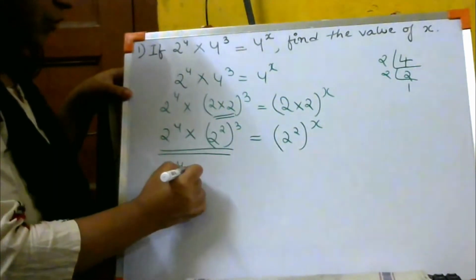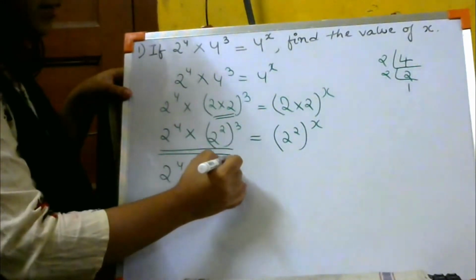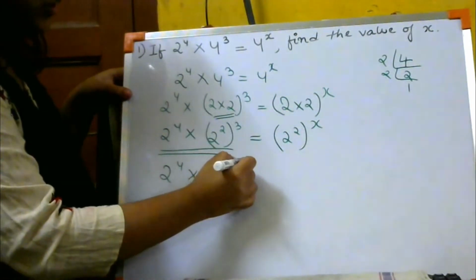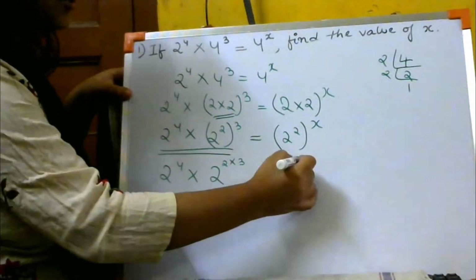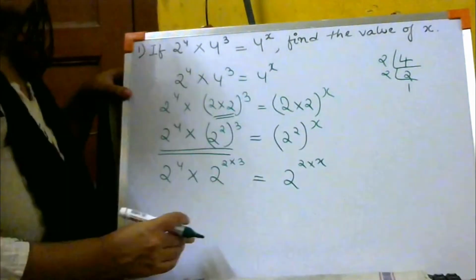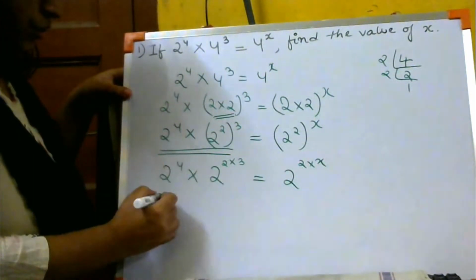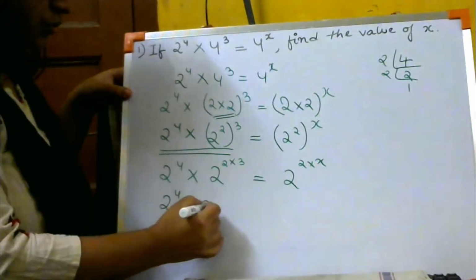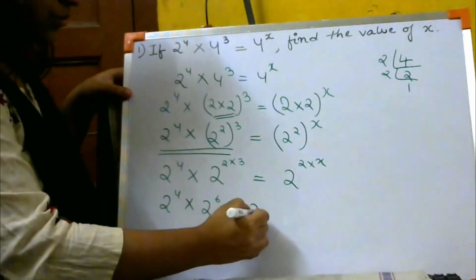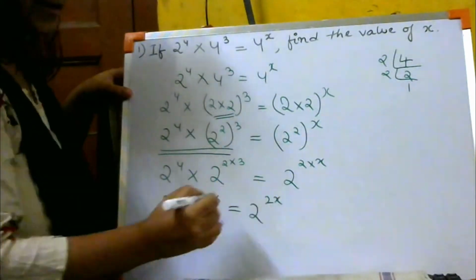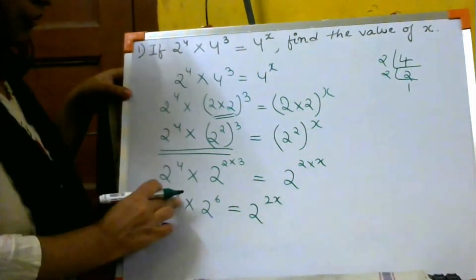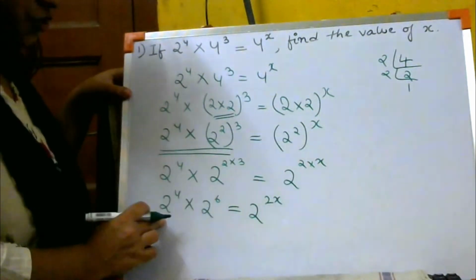So 2 to the power 4 into, ब्रैकेट ओपन करने से क्या होता है? पावर के साथ मल्टीप्लाई हो जाता है. 2 into 3 equals to 2 to the power 2 into x. है ना? We are going to multiply the powers if you remember the laws of exponents. So 2 to the power 4 into 2 to the power 6 equals to 2 to the power 2x. Clear? So now 4 and 6, and this is 2 and 2.